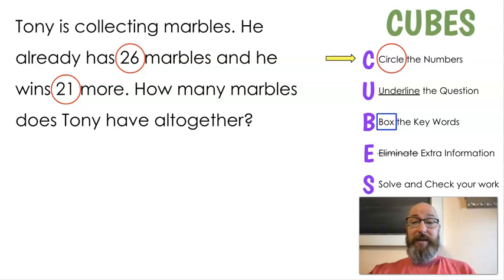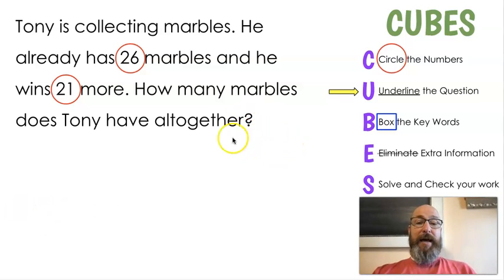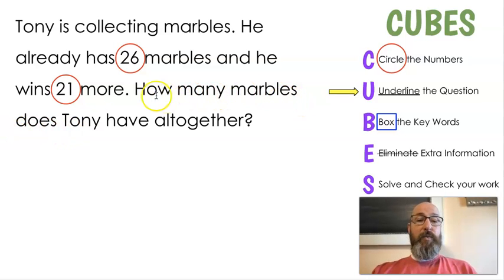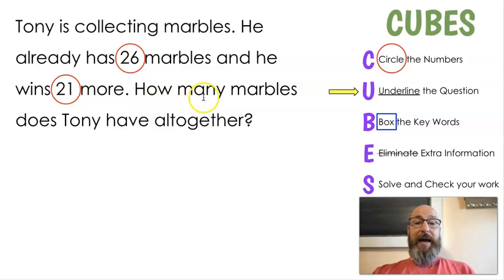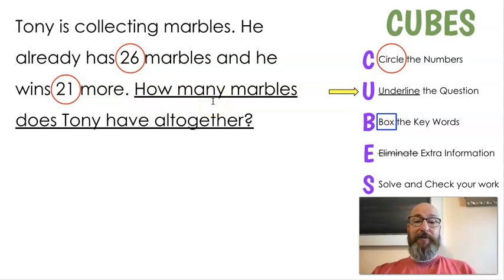Next is U, and what does U stand for? Underline the question. Now, just like in subtraction, when we're looking for the question in an addition word problem, we look for that question mark, and then we just go all the way back until we get to the word before the period. We have a period here, so our question starts here. How many marbles does Tony have all together? So now we know the question, and we know the numbers that we're going to be using.